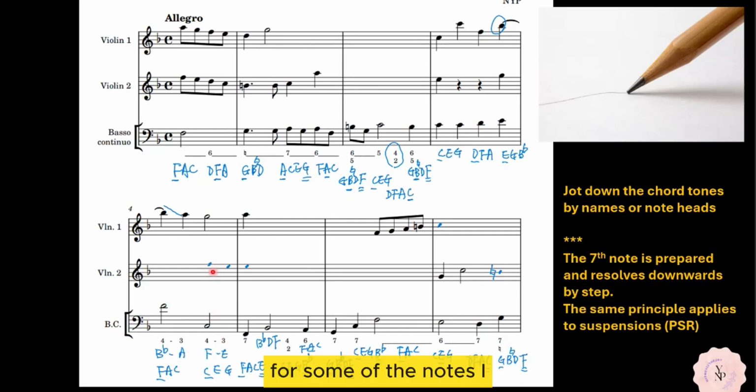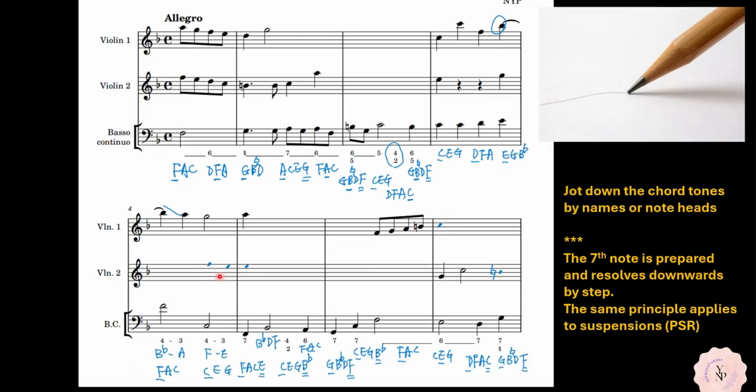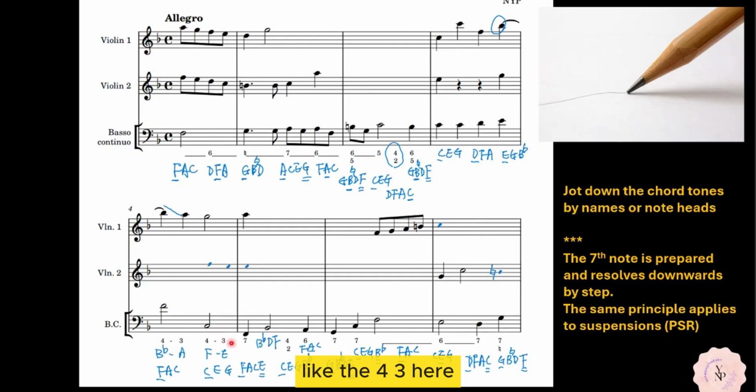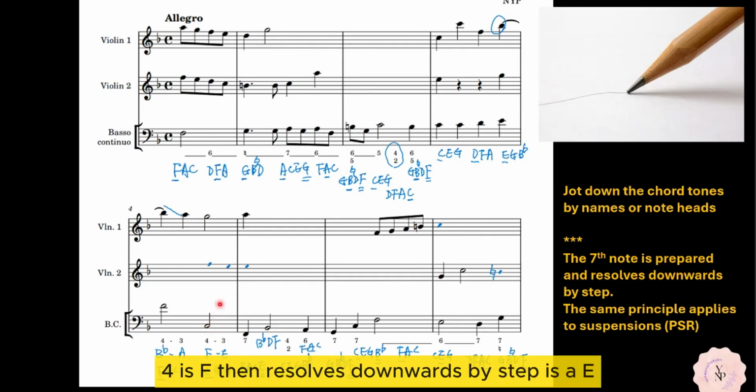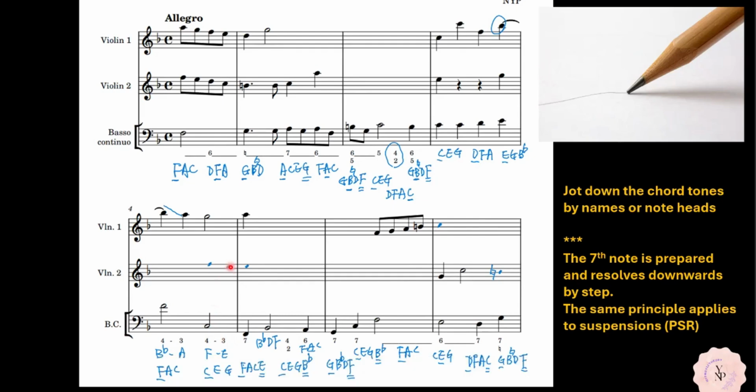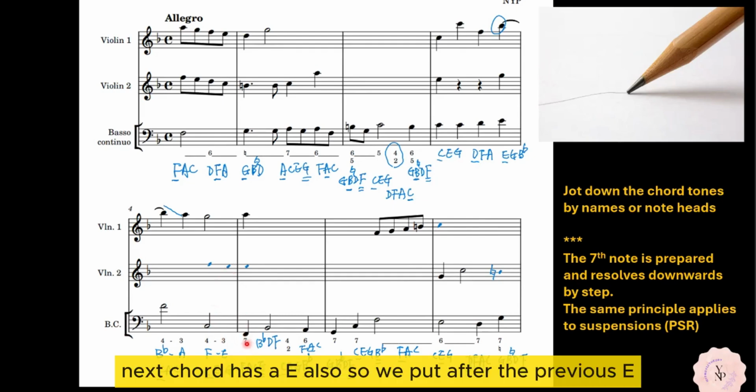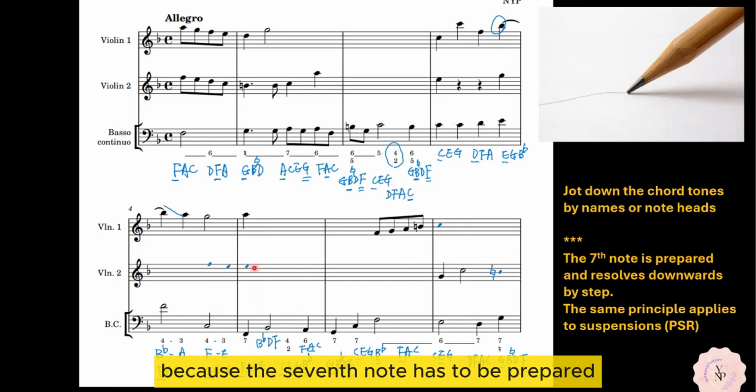For some of the notes, I can jot it down at this moment because definitely this is a correct answer. Like the 4-3 here, 4 is F. Then resolve downwards by step is a E. Next chord has a E also, so we put after the previous E because the 7th note has to be prepared.